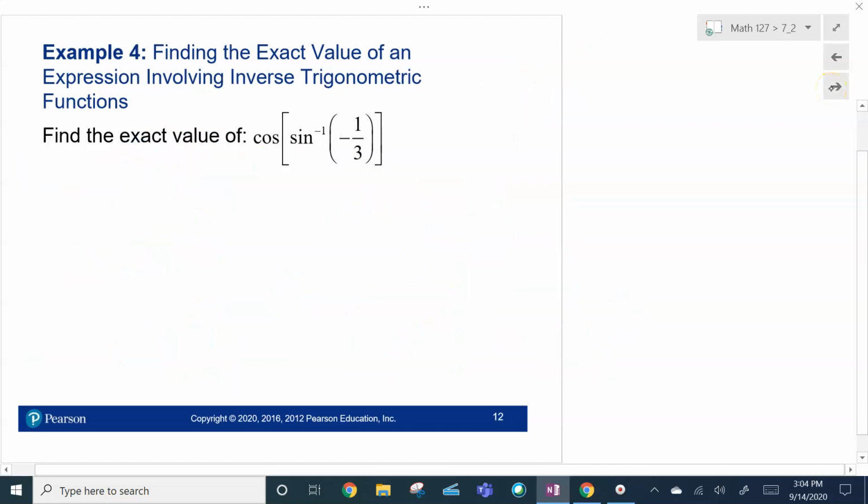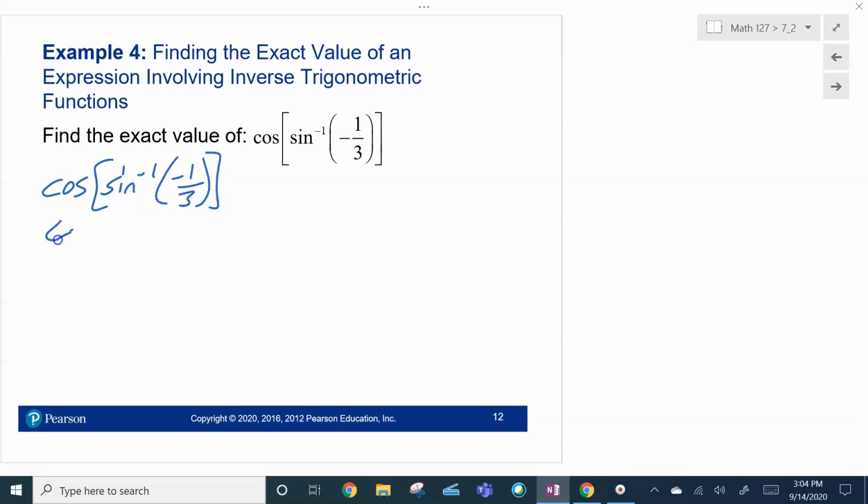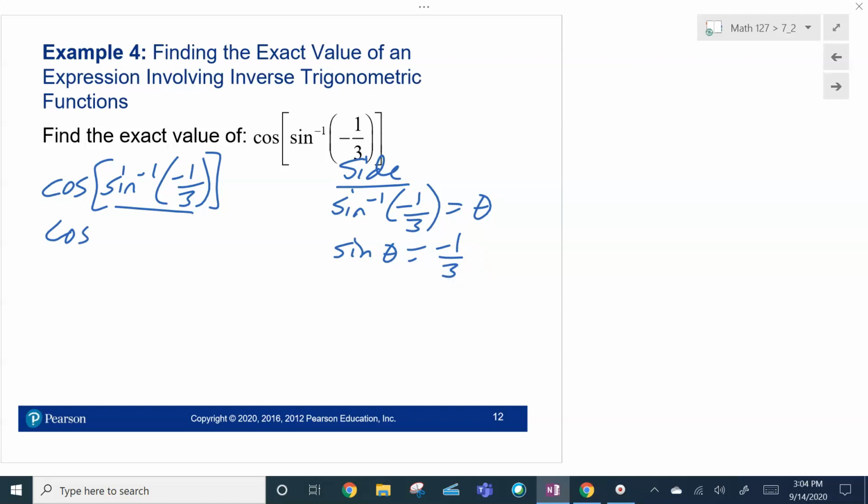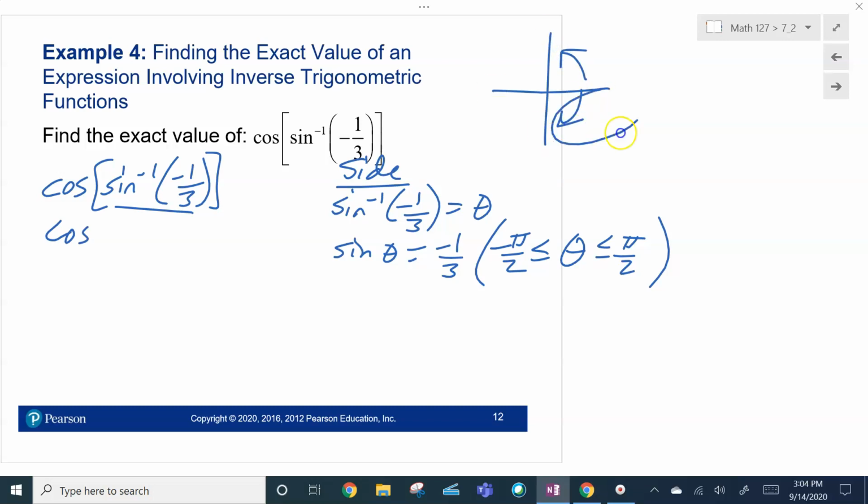Let's do another one. The cosine of the arc sine of negative 1/3. So this is cosine. I'm going to go to the side here, and I'm going to name this theta. Okay. So if the arc sine of negative 1/3 is theta, that means the sine of theta is negative 1/3, and theta is between negative pi halves and pi halves, right? If the y value is negative, I've got to be down here in quadrant 2. I'm sorry, quadrant 4.